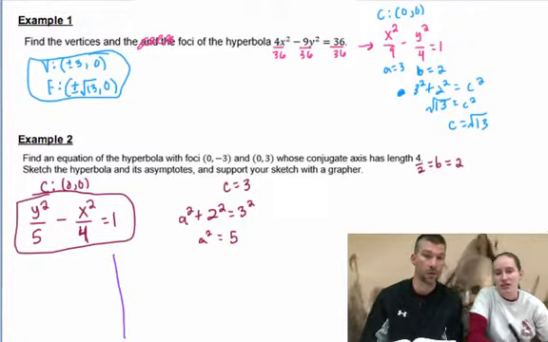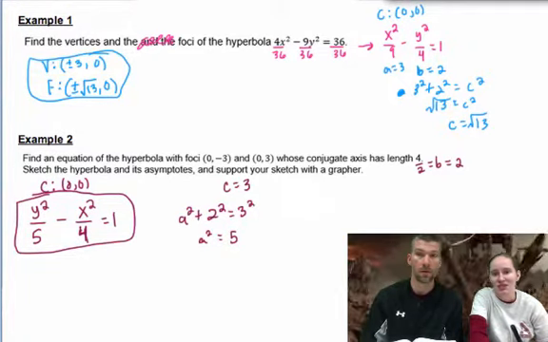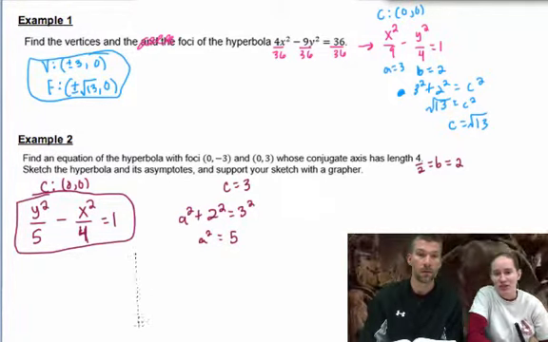Now, I think hyperbolas are kind of fun to draw. They are fun to draw. They're kind of intricate in some ways. Here, let's do this.